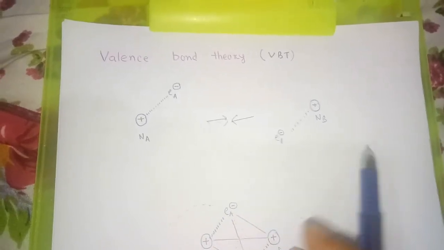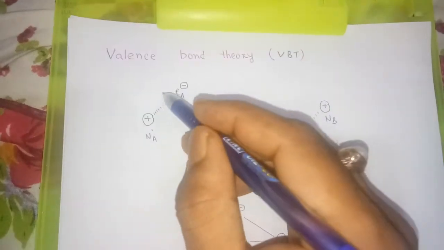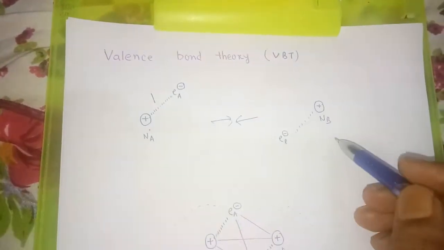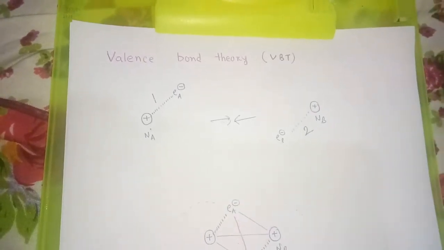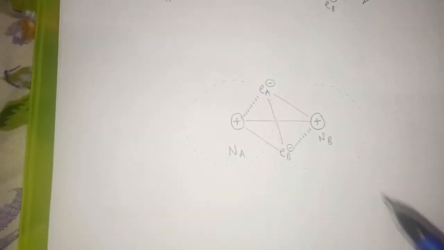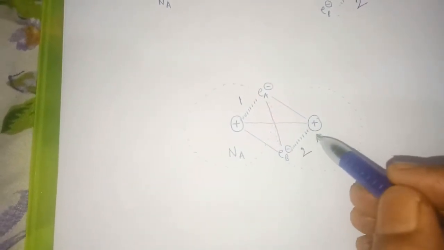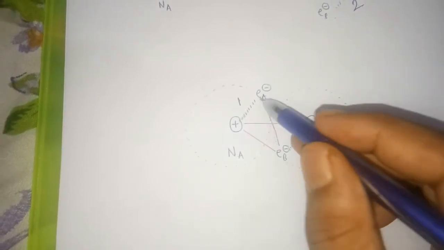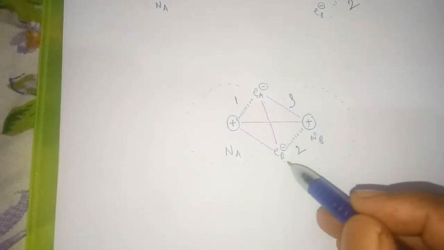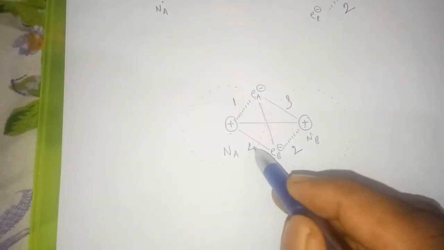When they come closer, first of all you remember nucleus and electron, there is a force of attraction between them, and nucleus and electron, there is a force of attraction between them. When they come closer, new forces are developed. We already have force 1, force 2. The new forces are: the nucleus of the second one and electron of the first one, this is force 3. Nucleus of the first one and electron of the second one, this is force 4.